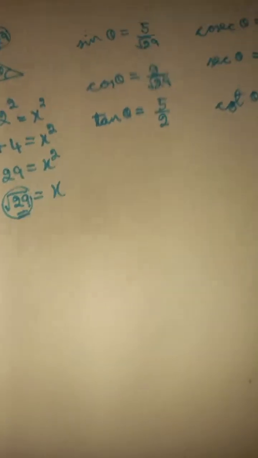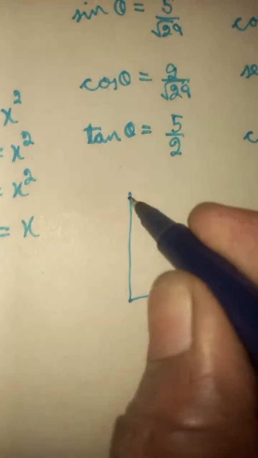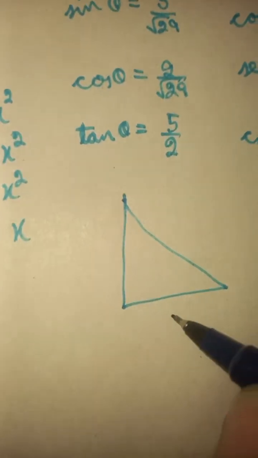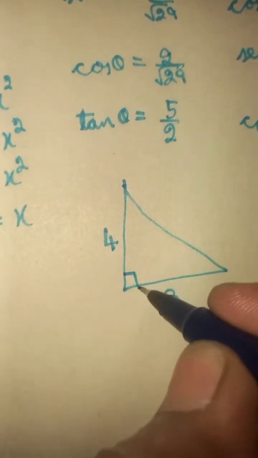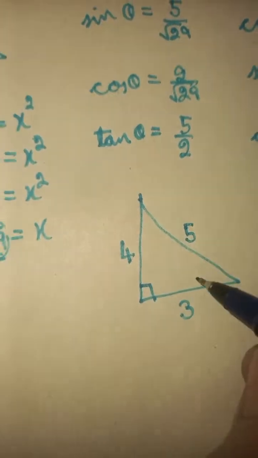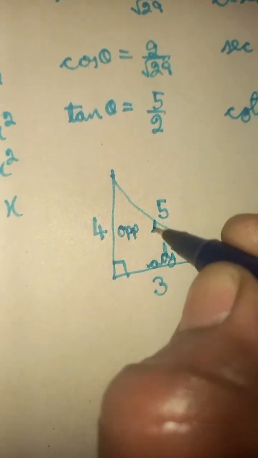Now I'm going to take another right angle triangle. In this right angle triangle, they have given this side length as 3 units and this side length as 4 units. So automatically this is going to become 5 units. This is adjacent, this is opposite, and this one is hypotenuse.